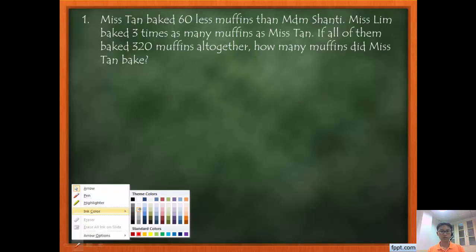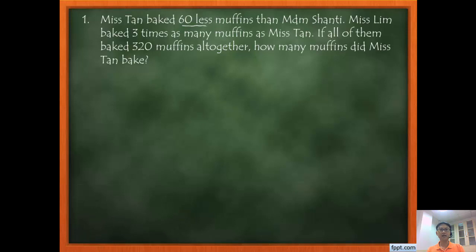So let's look. Miss Tan baked 60 less muffins than Madam Shanti. So let's try and draw the model. Miss Tan and Madam Shanti. Miss Tan baked less, so Miss Tan's model or bar will be slightly shorter than Madam Shanti. How much shorter? 60 shorter, because she has 60 less muffins. Another way to look at it is that Madam Shanti has 60 more muffins than Miss Tan. So that means Miss Tan has 1 unit, Madam Shanti has 1 unit plus the 60.